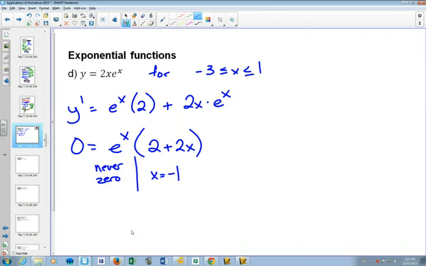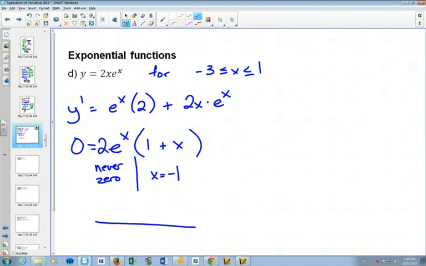Anybody factor out the 2 as well? Okay. We can do that as well. It looks nicer if the 2 is factored out. Then you're left with 1 plus x, and it's even more obvious that x is equal to -1. So there's our first derivative.